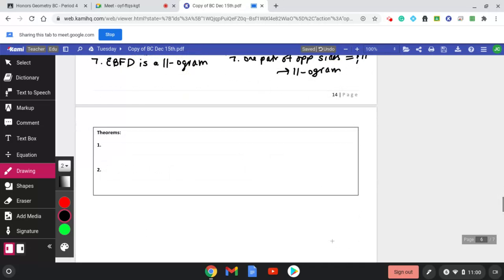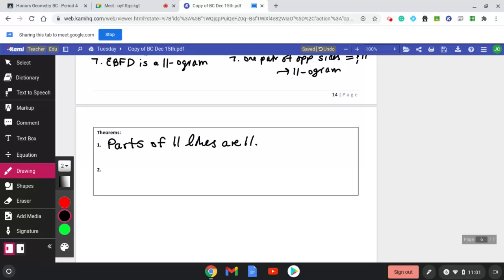The two new theorems that you can now use in the proofs. One we just went over in the last one, which is parts of parallel lines are parallel. That's if you're given that the longer ones are parallel and you need the shorter ones parallel.